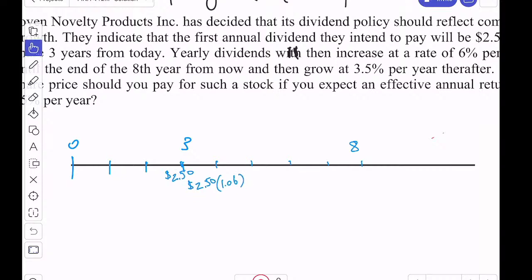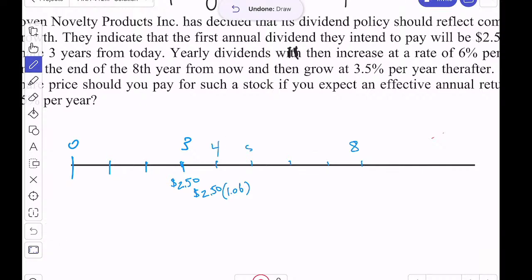So this will be the first dividend. This is the next dividend in year 4, end of year 4. Then year 5 it grows and it grows and it grows, and I could write them all in, and this goes on to the end of the 8th. So how many periods of growth would that be? It's 1, 2, 3, 4, 5.